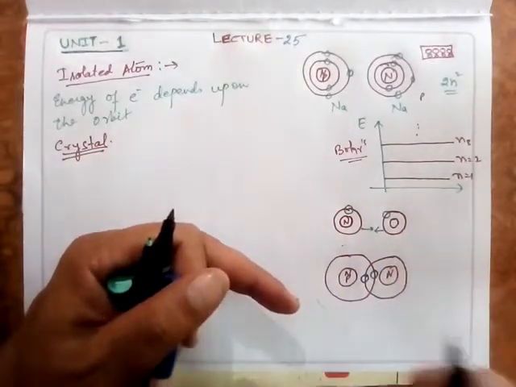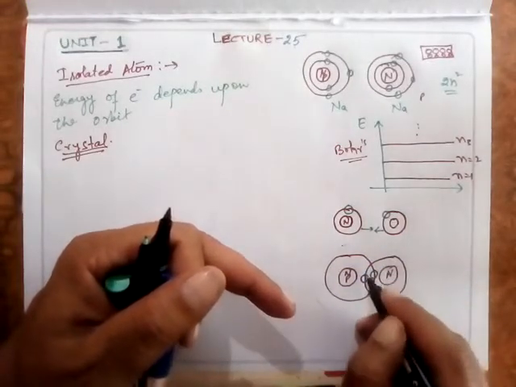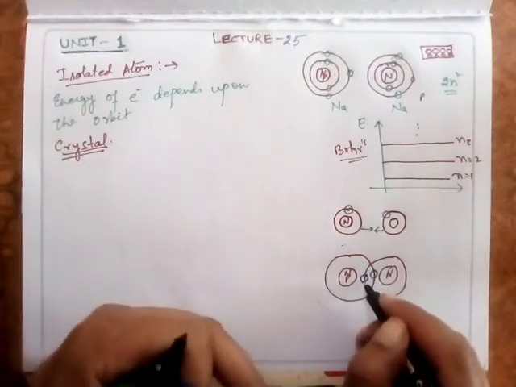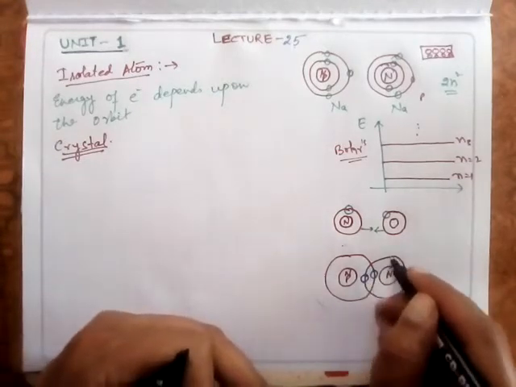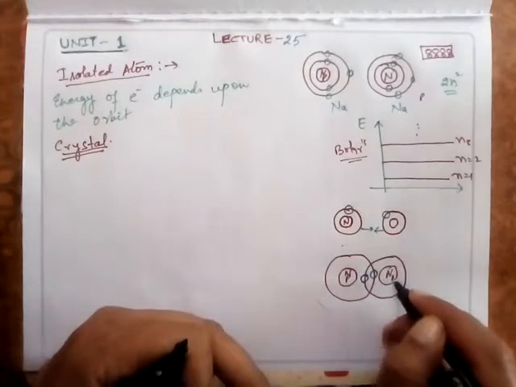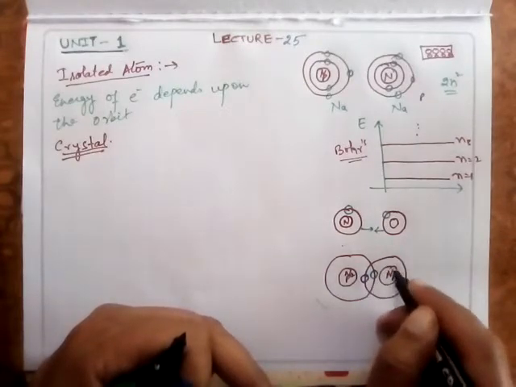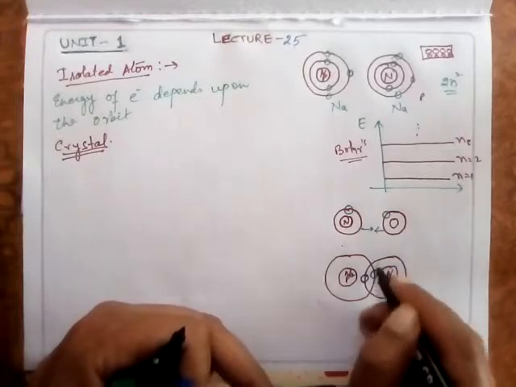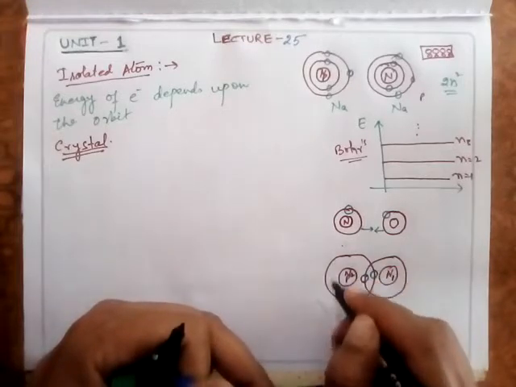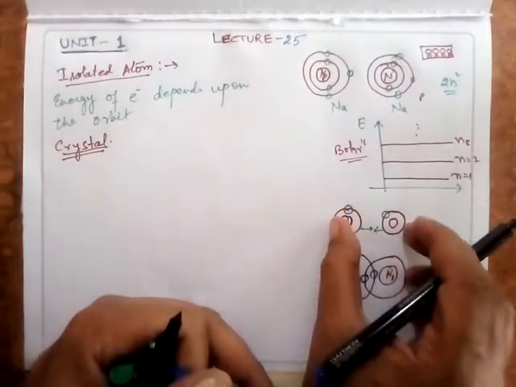This also has some other electrons. Now what will happen? Look at this particular blue one. Suppose I say this is nucleus N1 and this is N2. This blue electron is the electron of this particular atom, and this green one is the electron of this other atom. Say these are the two.